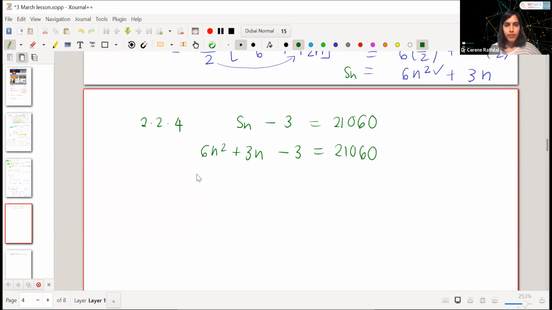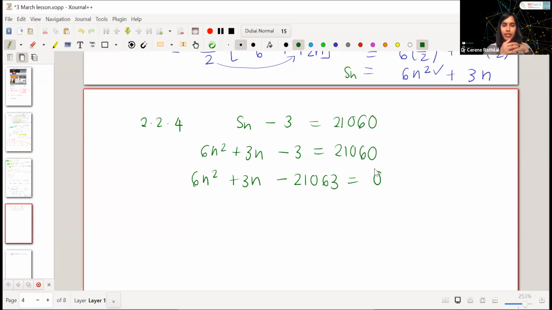Okay, so I've got 6n squared plus 3n, and I'm going to end up with a value of -21,063. Do you agree? Is this true? Is everybody happy? All I've done is I've written it down as a quadratic expression, and now I'm going to solve for n.